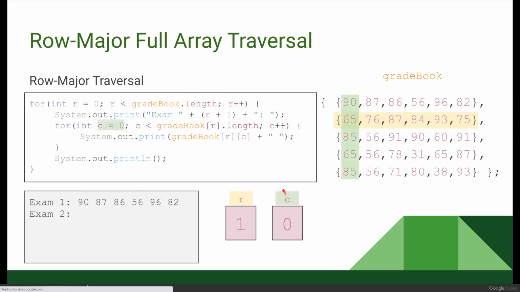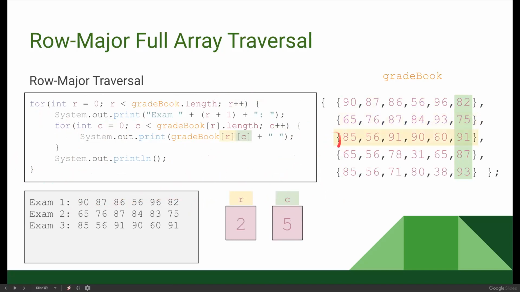R is now 1. We print exam, and then we reinitialize C to equal 0. So C equals 0 again. And we print 65. C goes up again. We print 76. And we're going to keep going until C reaches the end, printing out that whole row. And this pattern is going to continue as we go down our rows until we've printed all of the exams in order. So that is our row major traversal, where we print out all the contents of each row one by one.